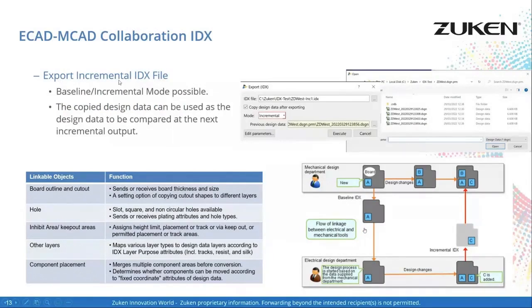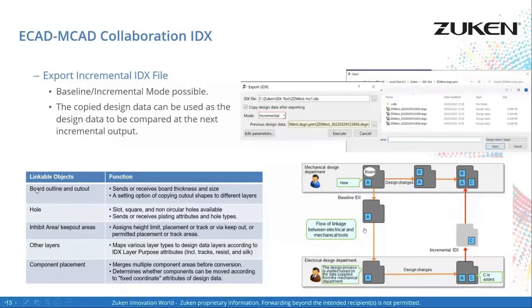So this is the export of the incremental file. Like I said, we create a baseline incremental mode. So in here, we can specify what we'd like to do on the export. This is sending out of the ECAD tool. Similar flow to before. Now we've got design changes here, and we will send an incremental IDX file to the mechanical team. And then obviously they can see what has been changed from the electronic side of it.